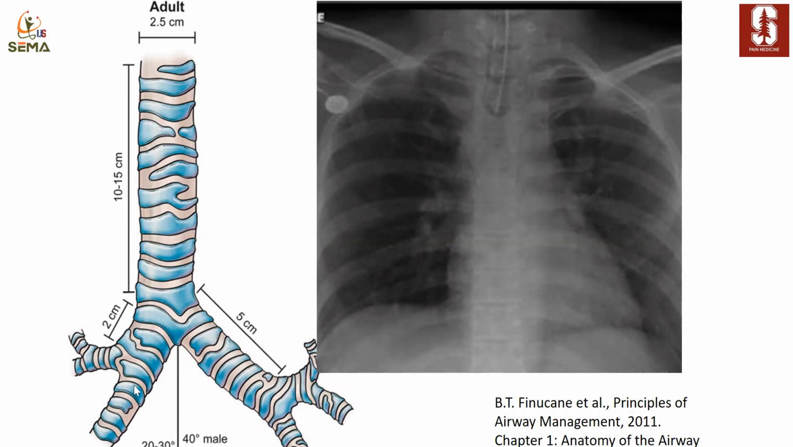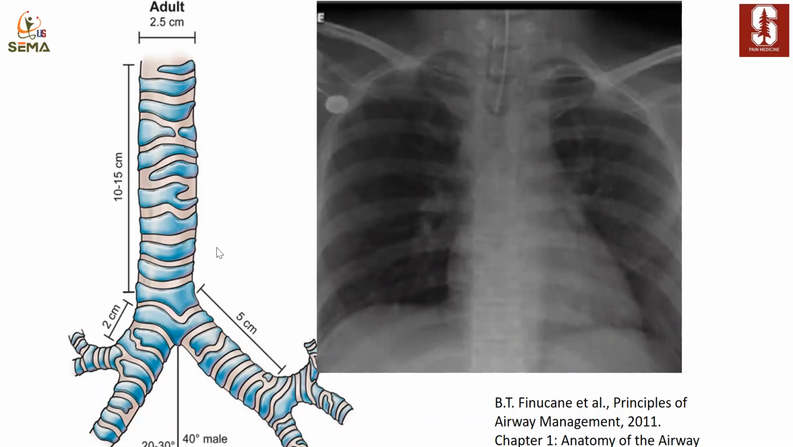trachea and main bronchi. As you probably all know, the right main bronchus has a different angle and is slightly bigger and shorter than the left side, which explains why, when we have aspiration or bronchial intubation, most likely you're going to the right side.